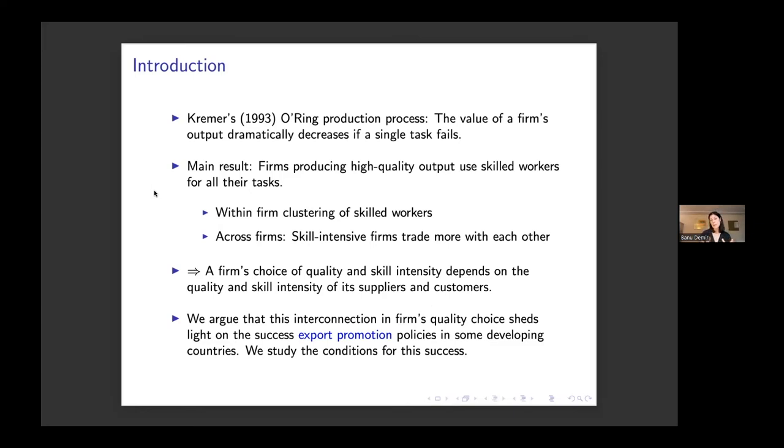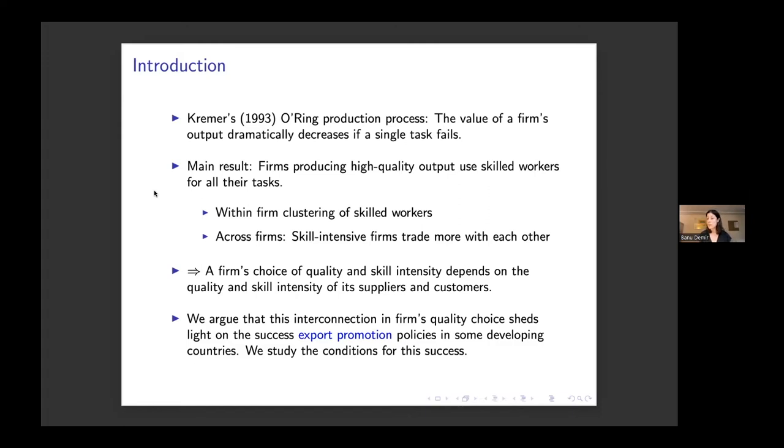The main result is that firms that produce high quality products would be willing to employ skilled workers for every task required for the production of the final good, because these skilled workers are less likely to make mistakes. And this would imply a strong within-firm clustering of skilled workers.